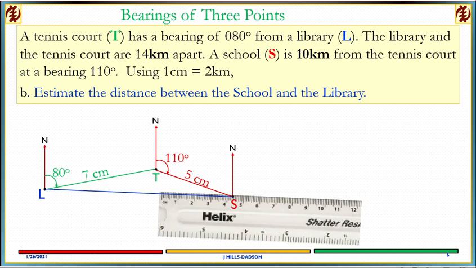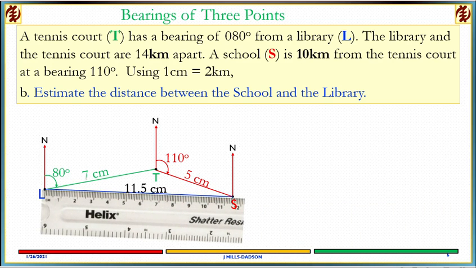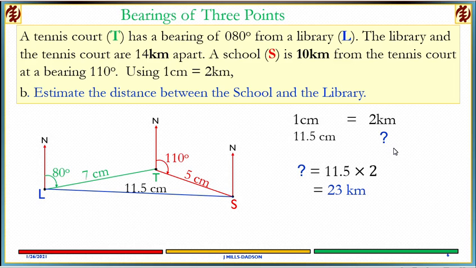Put your ruler down to measure the distance. It's 11.5 according to my measurement. That is in centimeters, so just use a bit of conversion to convert that. If 1 cm is 2 kilometers, 11.5 will be what? 1 times 11.5 will give you 11.5 cm. So whatever you do to one side, do to the other side. So multiply 2 by 11.5, and that will give us 23 kilometers. So we can say the estimate of the distance between the school and the library is 23 kilometers.